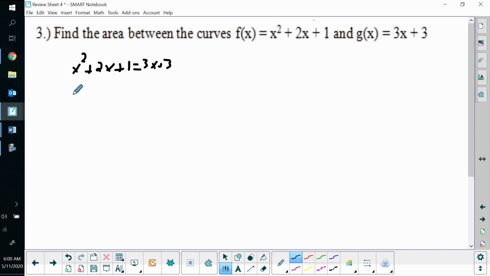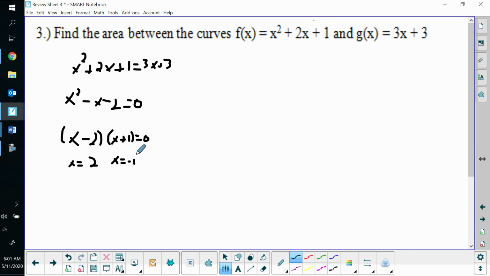So if we bring everything over to the left, we'll get a minus x and a minus 2. This factors into x minus 2 and x plus 1. So setting those equal to 0, we get x equals 2 and x equals negative 1. So in our t-chart, we'd want to go from negative 1 to 2.